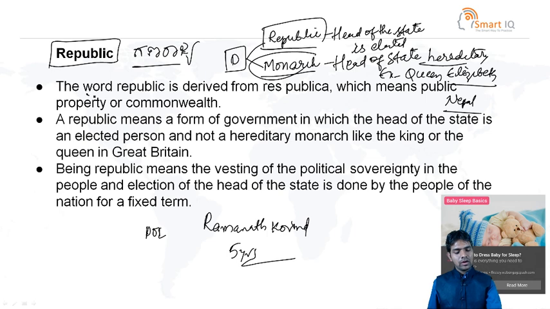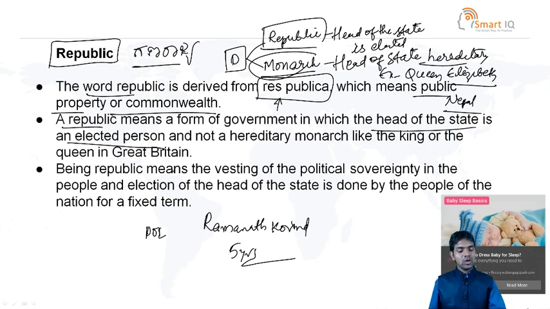The word republic is derived from res publica. It is very important, so I am repeating it. Res publica means public property or commonwealth. A republic means the form of government in which the head of the state is an elected person and not hereditary. Hereditary is the monarchical system, like the king or queen in Great Britain.